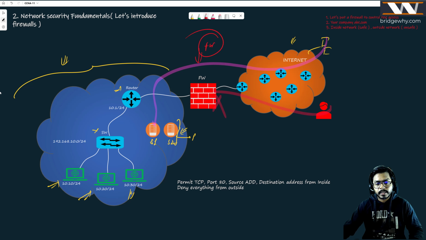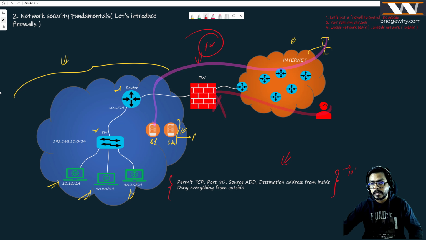To give you a simple example, a firewall can create rules like this. This is a pretty simple example. I'm not saying the firewall is limited to this. I'm talking about a firewall which is 10, 12 years old. Today's firewall is more smart.